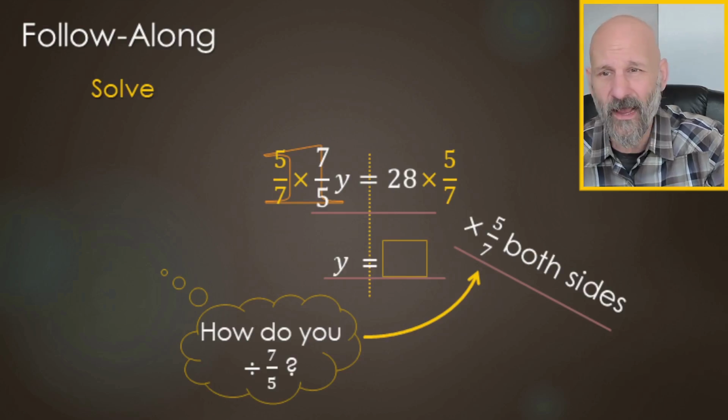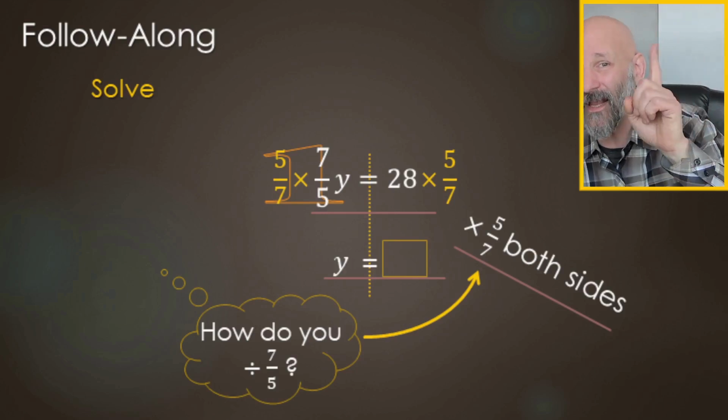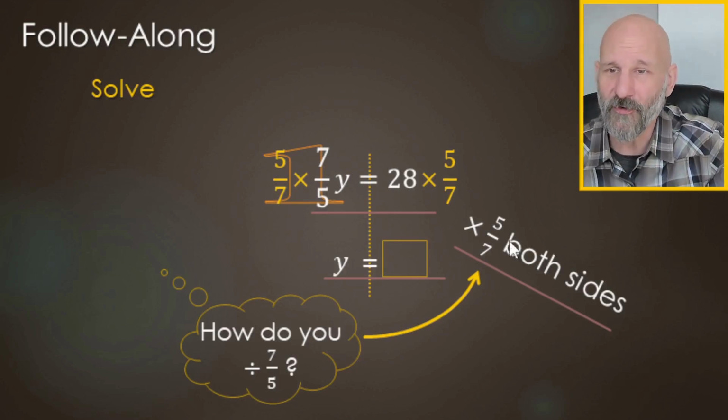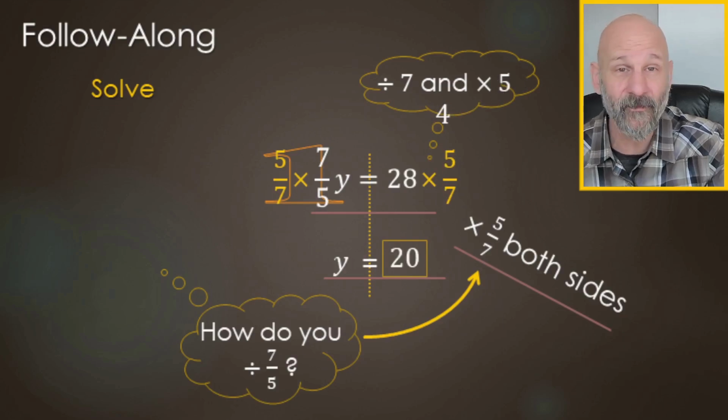So if you remember from the last video, when we multiply a whole number times a fraction, we are going to divide by the denominator. So this is 28 divided by 7. So that makes 4. And then multiply by the numerator times 5. 4 times 5 is 20. And that one's done.